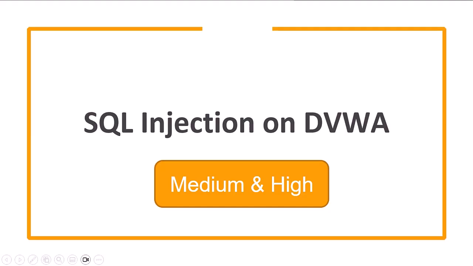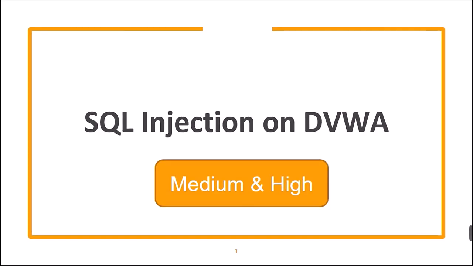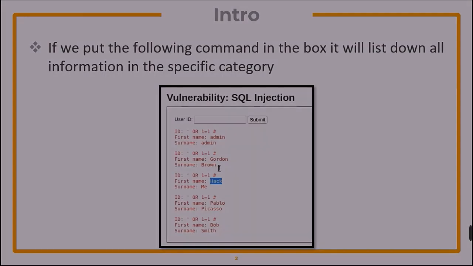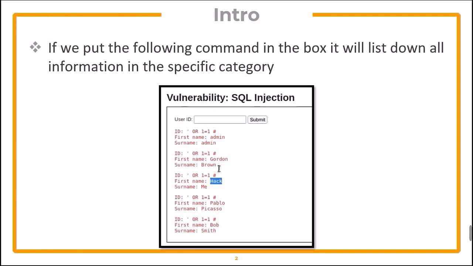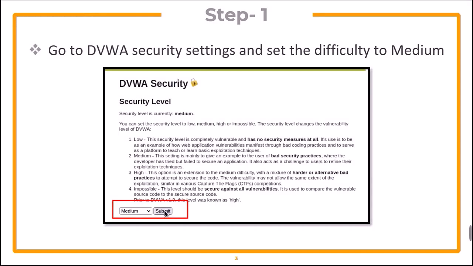In this video, we will go through medium and high difficulty SQL injection challenges on the DVWA vulnerable web application. In the previous video on SQL injection, we have already seen that if we put any ID in the user ID field, it lists down all the information on the specific category or user. Now to solve the medium difficulty challenge, go to settings and set the difficulty to medium.